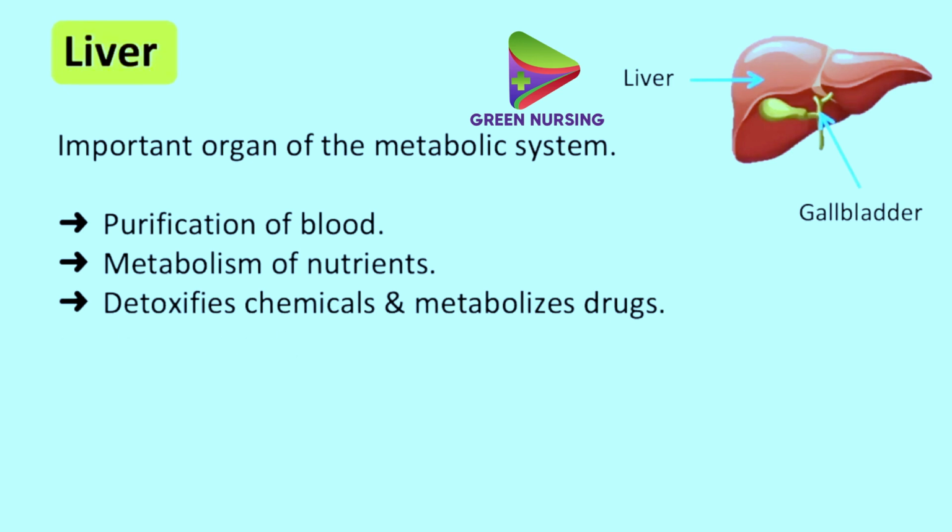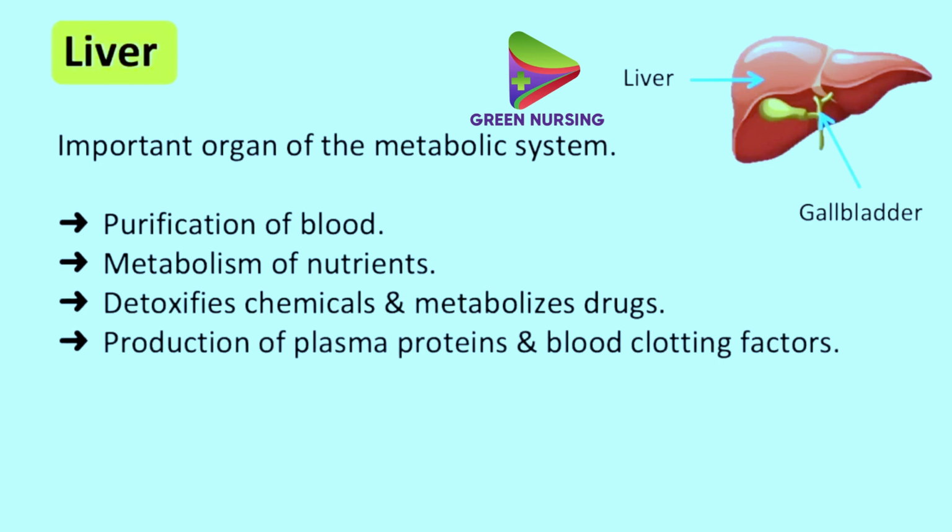The liver produces plasma proteins and blood clotting factors. These clotting factors prevent the body from losing too much blood. The liver also produces cholesterol. Cholesterol is important for cell structure. It also produces hormones, vitamin D, and other substances.